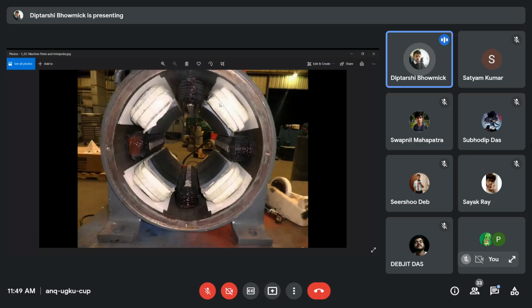Okay, now come to the poles. This is the poles. This is a stator of a DC machine, and you can see there are 4 poles up there. Clear? There are 4 poles. These are the field windings. The white parts are the field windings.